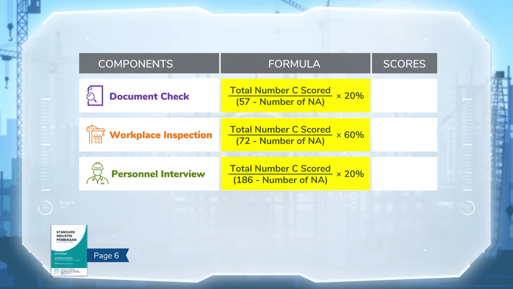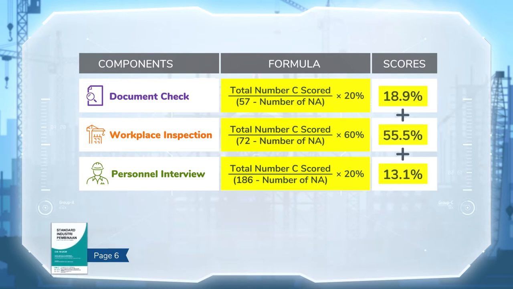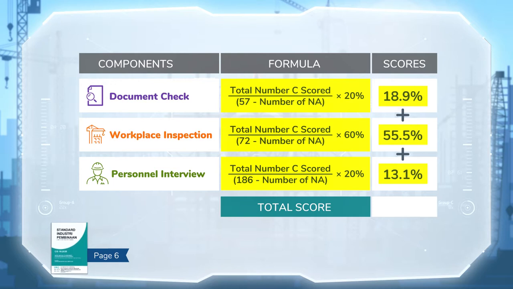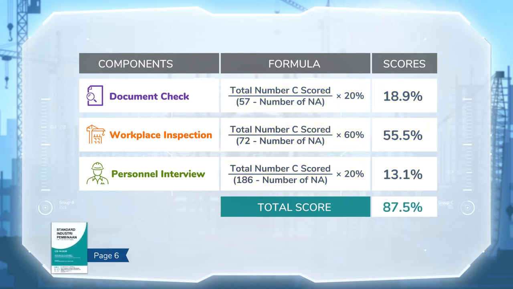Now that we've obtained the scores for document check, workplace inspection, and personnel interview, it's time to put them together to find the overall SHASSIC score. All you have to do now is to add these scores together, and the total would be the SHASSIC score. Looks like the site that we assessed got a score of 87.5%.